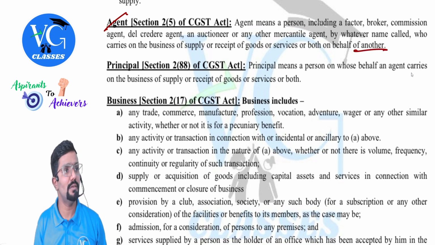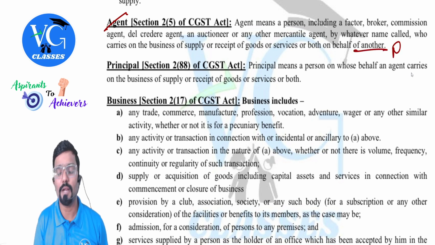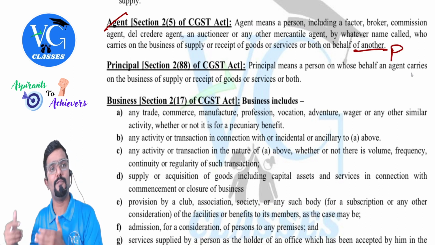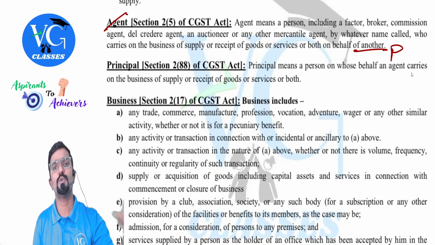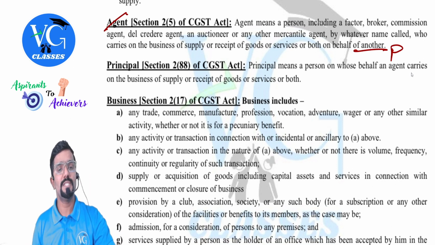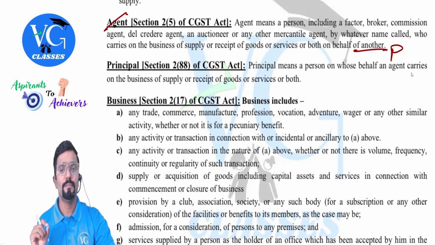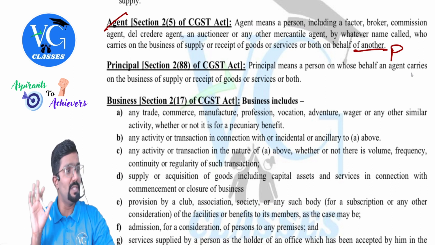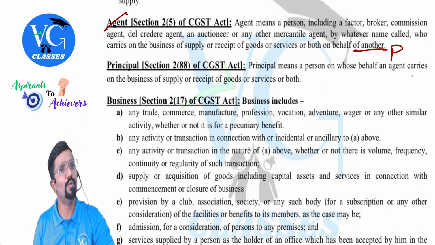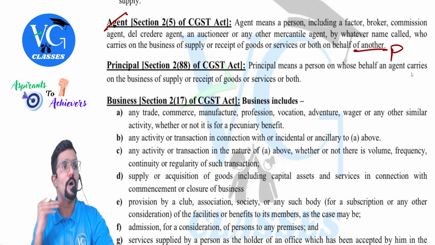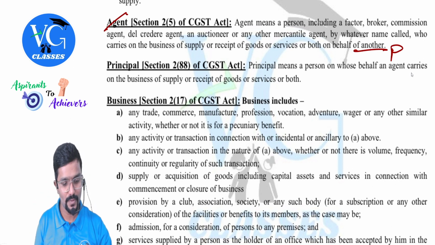Who is that another? Principal. He will carry on the business on behalf of another person. That another person is called principal. They have also defined him. Principal, section 2, clause 88. Principal means not your college or school principal. Means a person on whose behalf an agent carries on the business of supply or receipt of goods or services or both. So agent is acting on behalf of principal, guys.